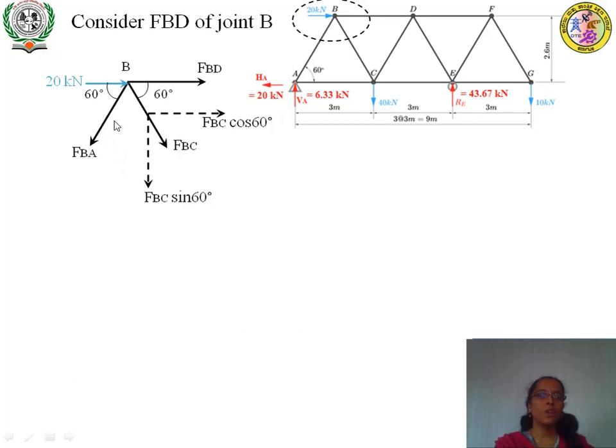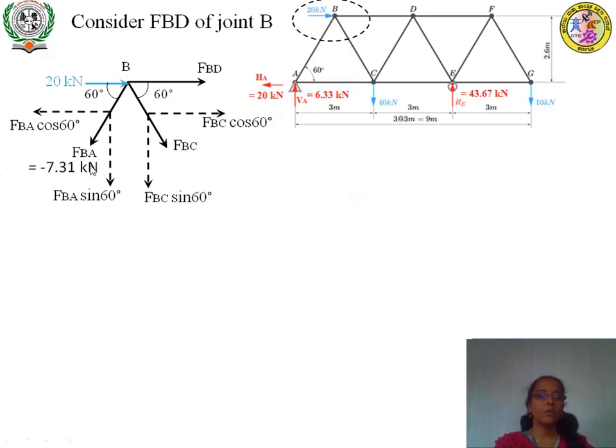Now we will resolve this FBA. It is in the third quadrant. This FBA is making an angle of 60 degrees with respect to horizontal. Therefore the horizontal component is FBA cos 60 and the vertical component is FBA sin 60. Since this is in the third quadrant, the x component is negative and the y component is also negative.